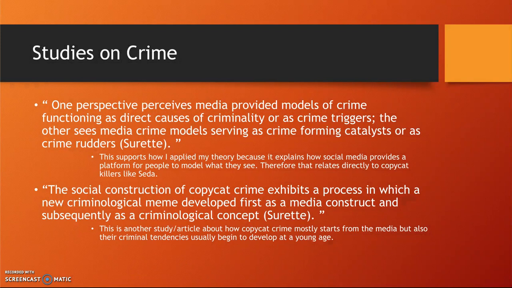Studies on crime: one perspective perceives media-provided models of crime as functioning as direct causes of criminality or as crime triggers. The other sees media crime models serving as crime-forming catalysts or as crime rudders. This would support how I applied my theory, since it explains how social media provides the platform for people to see what they see and then recreate what is on social media. You can see this not only from crime itself, but from all these challenges all over social media and things like that, and people recreating them at home.